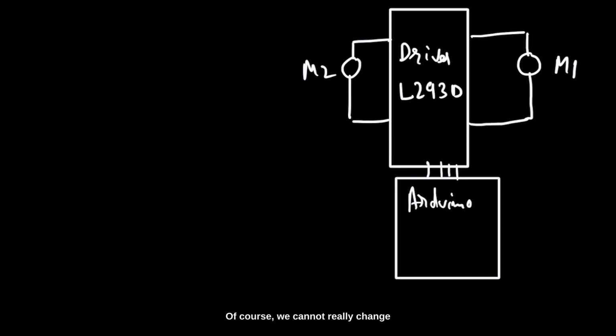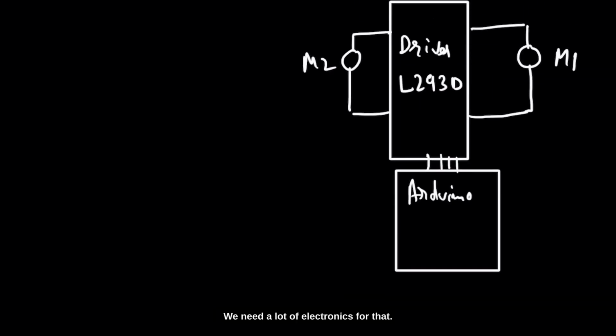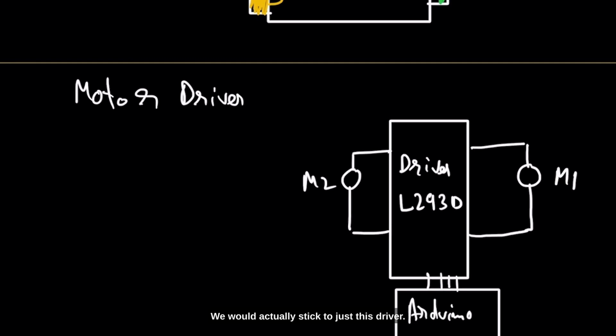Of course, we cannot really change the speed of the motors. That's another story for some other day. We need a lot of electronics for that. That usually happens, if you still want to know, with MOSFETs. MOSFETs are the ones which regulate the voltage and allow you to change the speed and everything. That's a long story actually. So we don't want to go to MOSFETs right now. We would actually stick to just this driver.